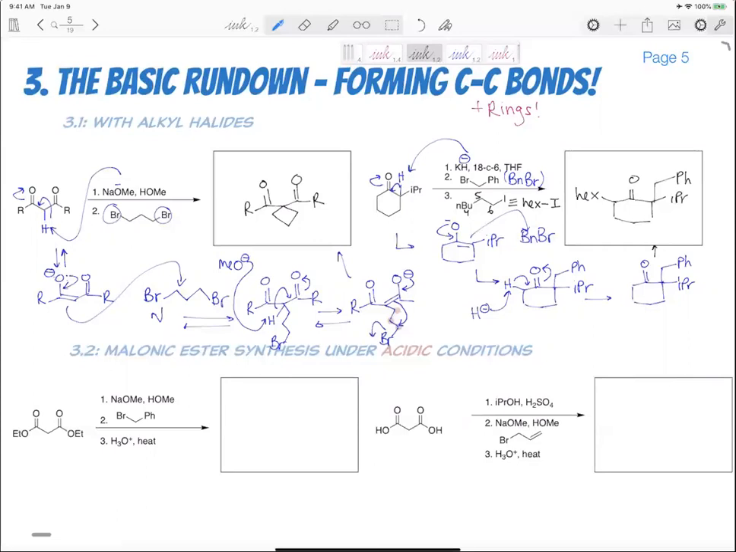Why does it not show an O minus in? Oh, it does actually. Thanks, Sydney. It's right here. Okay.